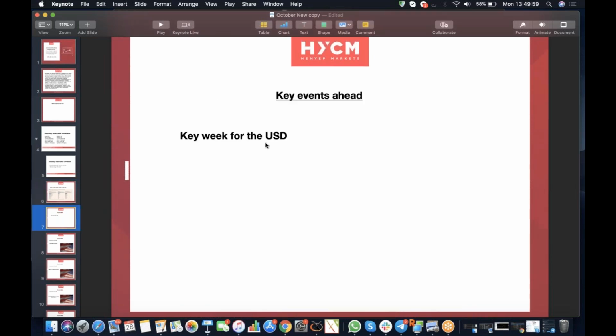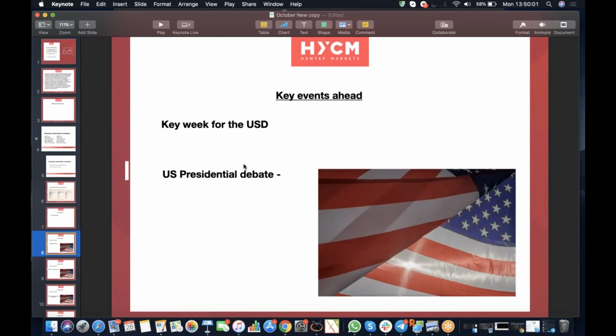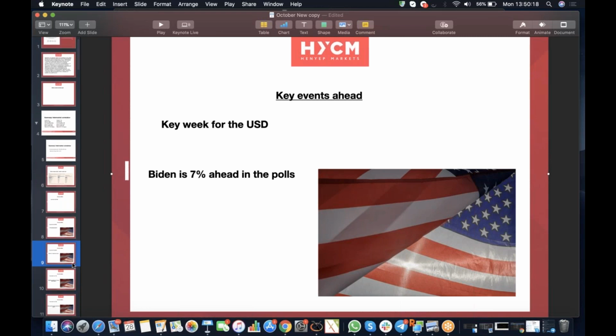This is also a very key week for the US dollar. We have a US presidential debate, which is being carefully eyed by the market. Joe Biden is 7% ahead in the US polls at the moment. So Biden has a lead going into these elections, but President Trump tends to do very well on televised debates. He's naturally good in front of a camera and thinking on his feet. So that tends to favor President Trump.